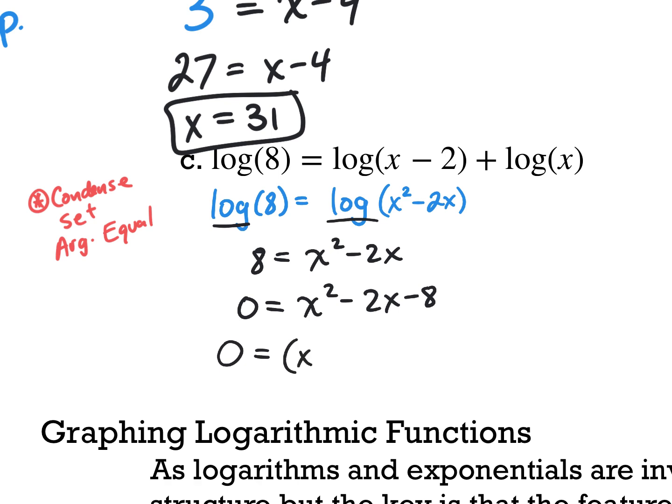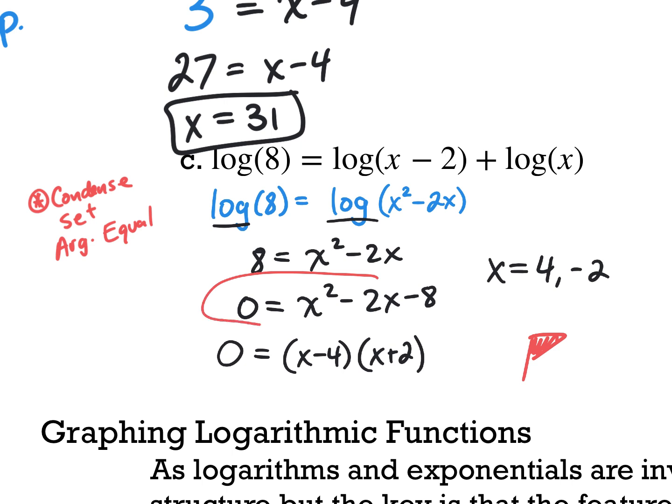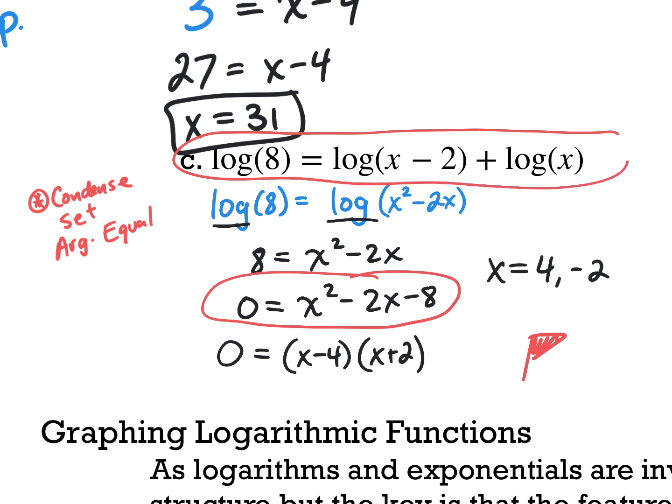This one is factorable. And we get two potential solutions, 4 and negative 2. But again, red flag time, right? Make sure you're paying attention. We always need to check for extraneous solutions. An extraneous solution is a solution to a related equation that we've created, but one that does not fit in the domain of our original problem.